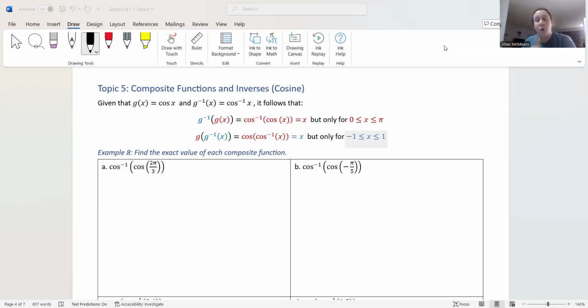But here we are. Instead of snuggling with sweet little Winnie, we're going to talk about composite functions and inverses where we're dealing with cosine. It's going to work essentially the same way that things worked with sine. We know that a function and its inverse undo each other, ideally. So given that g of x equals cosine x and g inverse x equals inverse cosine x, it follows that.